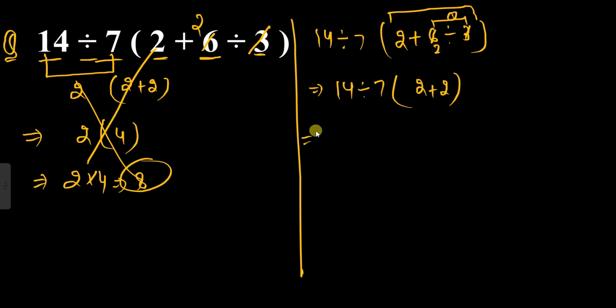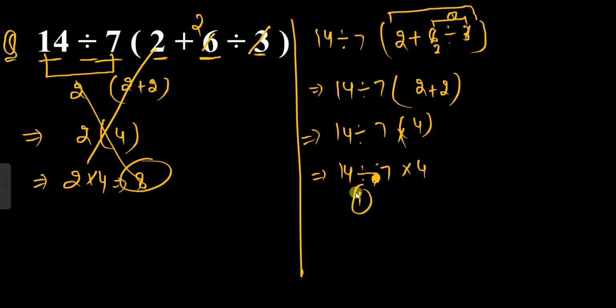Let's solve it further. 14 divided by 7, 2 plus 2 becomes 4. If we solve it, it's 14 divided by 7, or we multiply the bracket, 7 is 7 times 4. Now we'll give priority to division. Since multiplication and division have the same priority, we'll check from left to right. So after checking from left to right, we give priority to division first, then to multiplication.